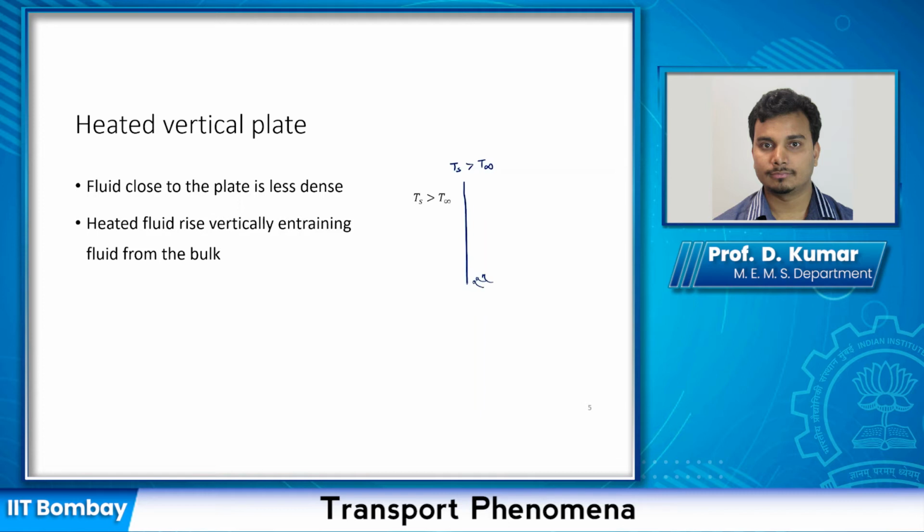up. It will rise up, and as it is moving up, it will actually entrain the surrounding fluid. Entrainment happens. Basically you increase the velocity, so pressure drops, so you will have more entrainment, right? Because of that entrainment effect, you will have a boundary layer development.